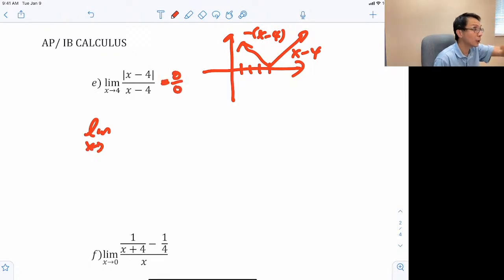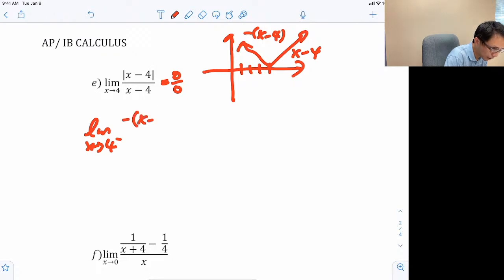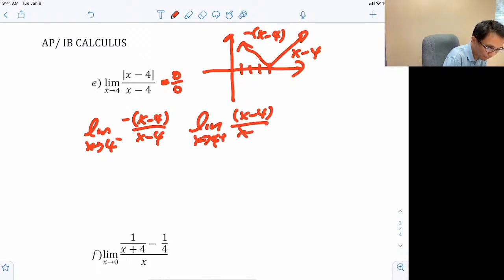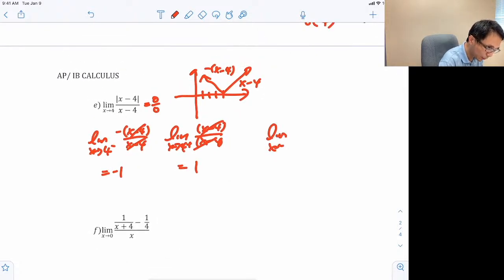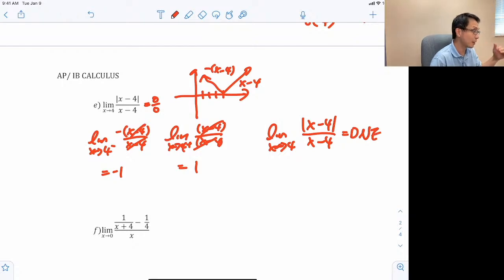And we say, according to that chart, for 0 over 0 with an absolute value, it's going to be a piecewise function. So I have to do a piecewise function. So I'm going to do 4 from the left, using the negative function, and 4 from the right, which uses the positive function. And those will cancel out, this is equal to negative 1, this is equal to 1. So therefore, limit as x approaches 4 of absolute value of x minus 4 over x minus 4 does not exist. Because the left side does not equal the right side, it's actually a jump discontinuity.